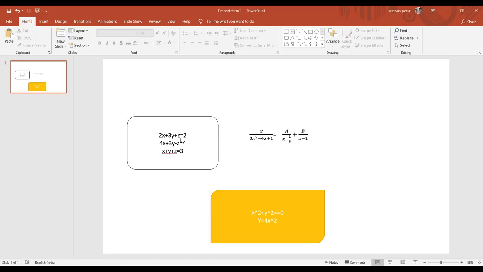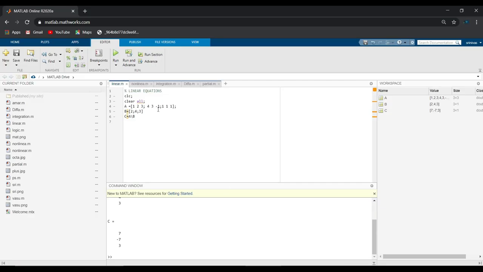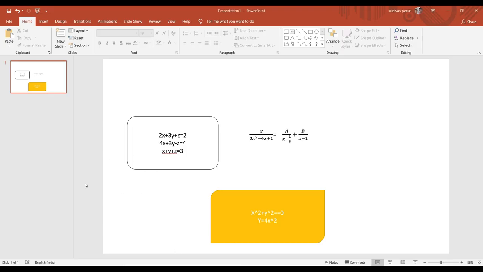Here I am making one linear equation: 2x plus 3y plus z is equal to 2, 4x plus 3y minus z is equal to 4, x plus y plus z is equal to 3. These equations should be written in the form of Ax equals B, correct? Everyone is familiar with Ax equals B, right? So in this way I have written it. Let's wait, I will show you in this command itself.